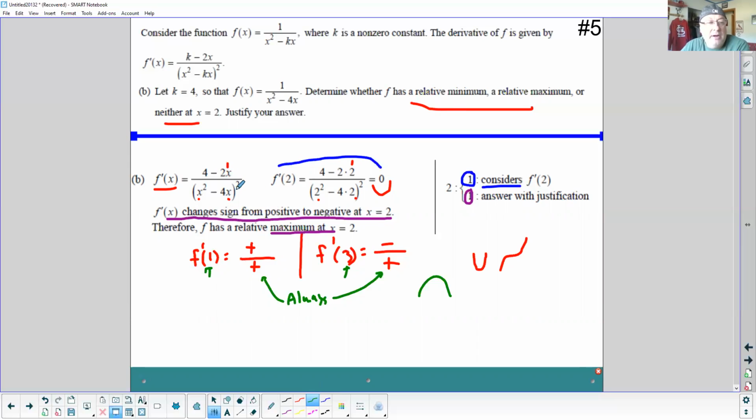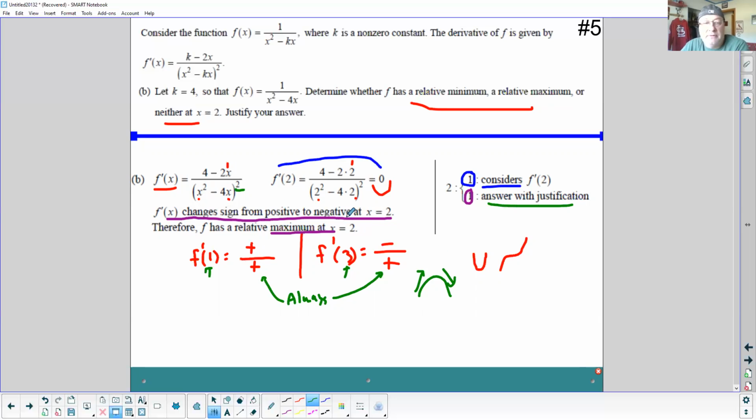Since the denominator is always squared, you're going to have positives in the denominator for both parts. But if you substitute in a 1 there, you get 4 minus 2, so that's positive. If you substitute a 3 in there, you get 4 minus 6, so that's a negative. So positive to negative changes from increasing to decreasing. Therefore, you have a maximum.